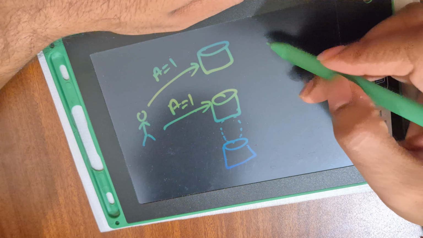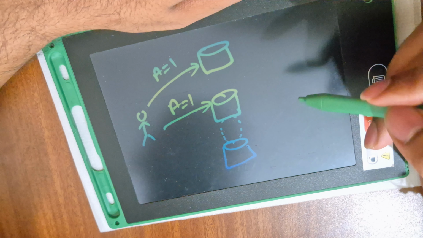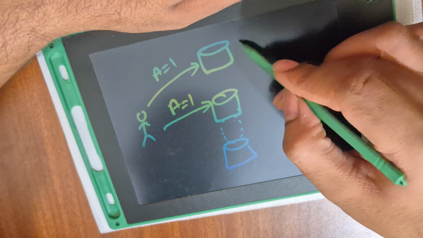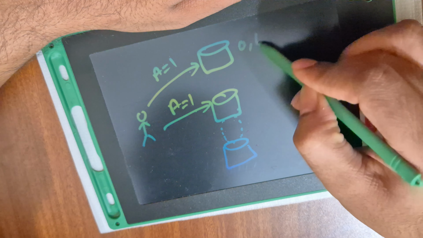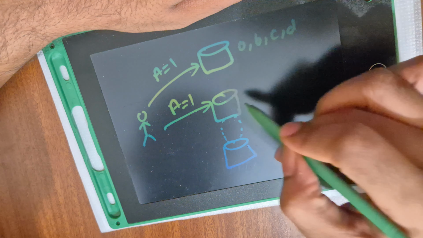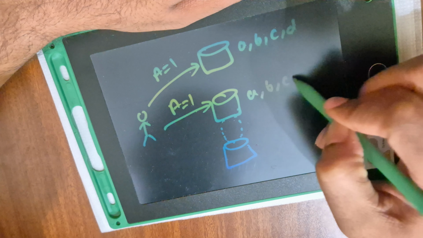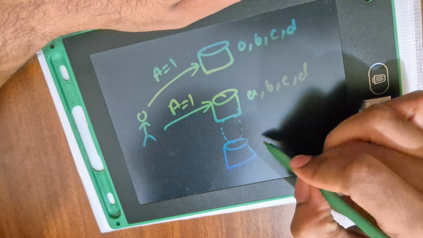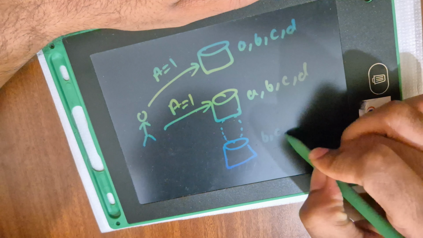Now you may say, will they replicate the whole data like what we were doing in version vector? So let's say there is A, B, C, D data. There is also A, B, C, D data, but here there is only B, C, D.